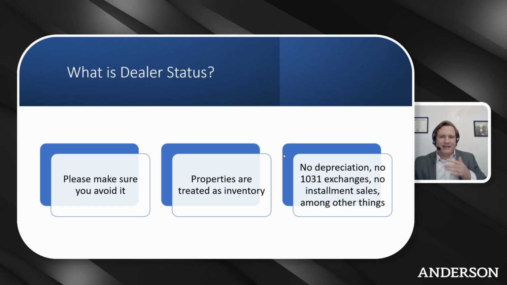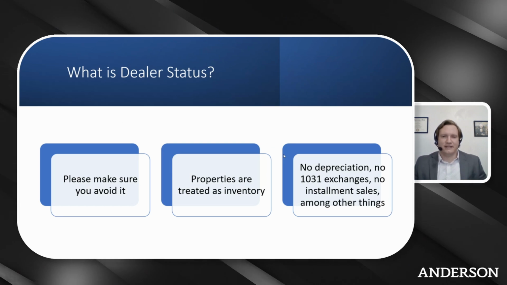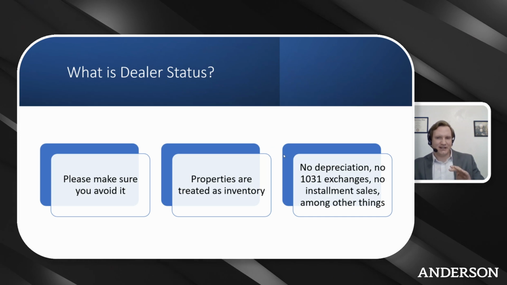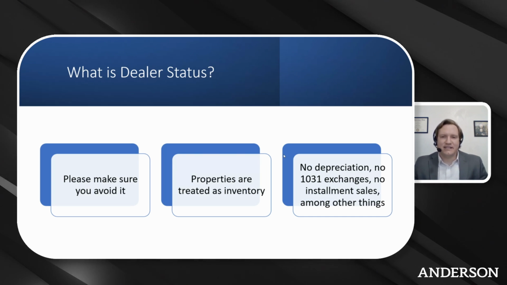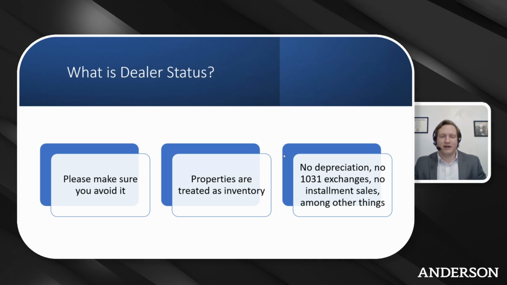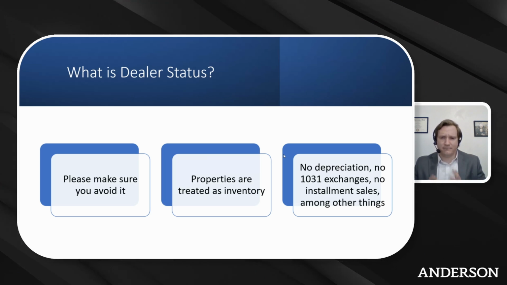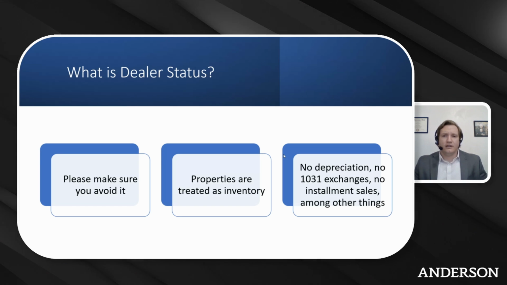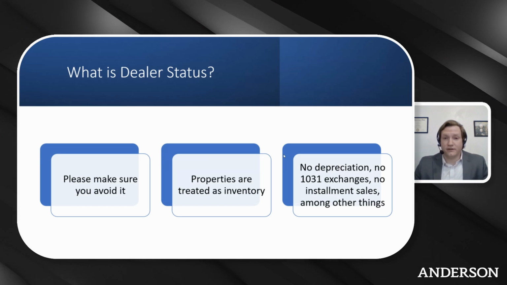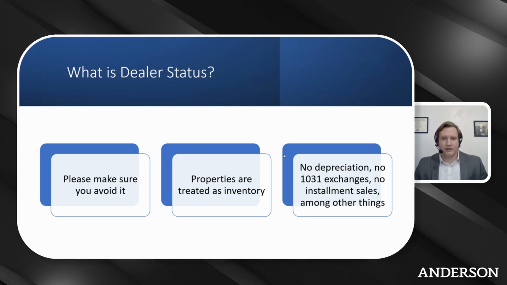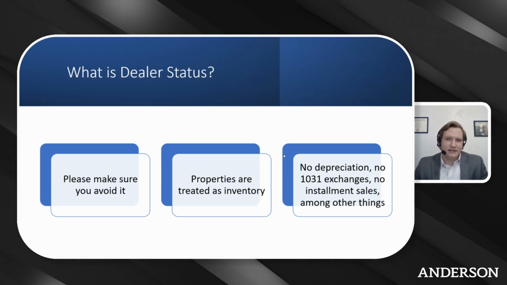I've hinted at this a couple times. What actually is it? When the IRS labels an individual as a dealer, that means this person buys and sells properties as a way to earn income. And the key to this, the big important thing, is that if you are considered a dealer, your real estate is now considered inventory rather than a capital asset.